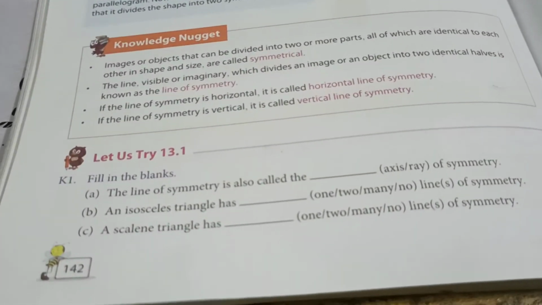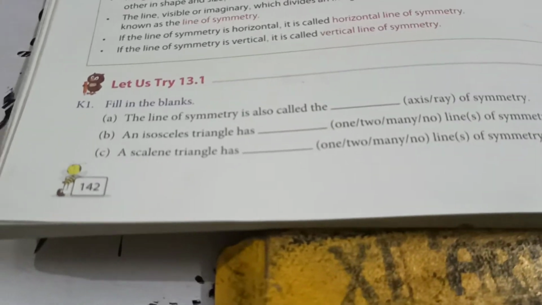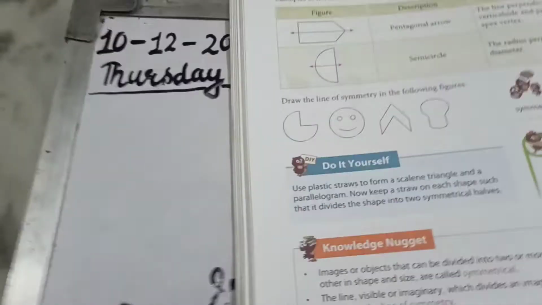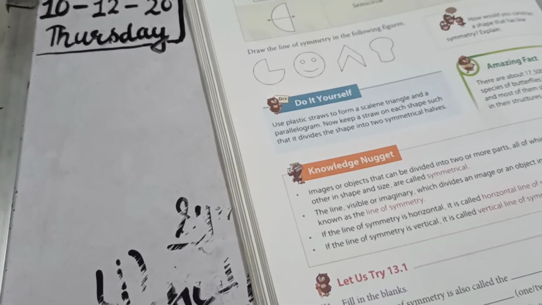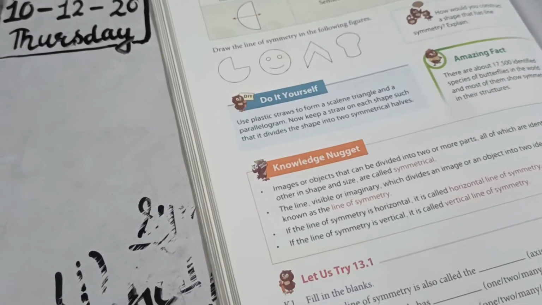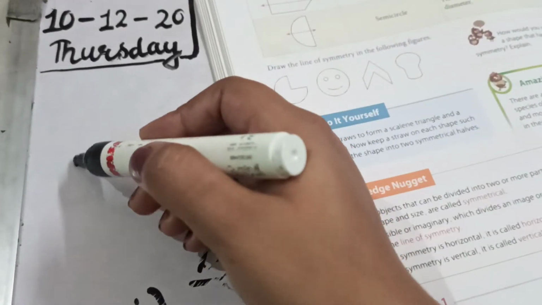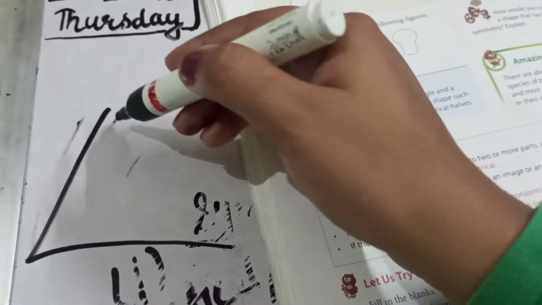Next question is, you can say the next fill up is, a scalene triangle has dash lines of symmetry. So scalene triangles, देखो बेटा, scalene triangles जो है वो which is not equal in any side, or you can say out of three sides, no single side is equal. So it can be in this shape also. Sorry, these are four shapes. It can be like any shape.